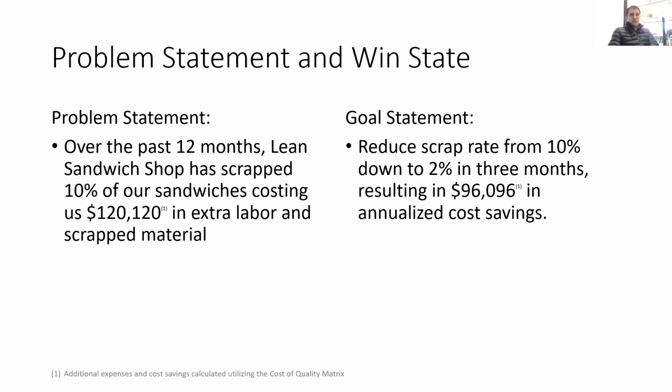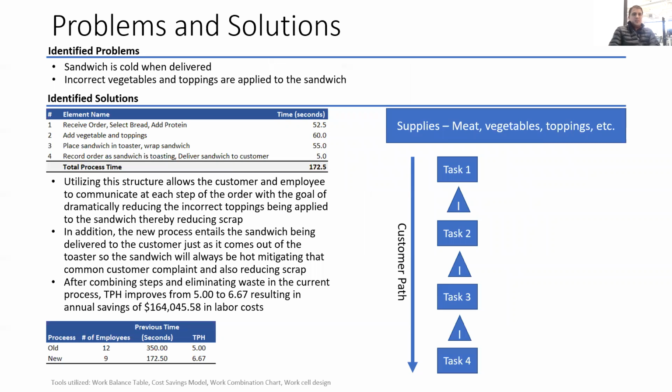So our goal is to reduce scrap rate from 10% down to 2% in 3 months, which will result in approximately $96,000 in annualized cost savings. This 2% was determined based on the company standard from other stores. So we do believe that it is certainly an achievable goal. So let's jump right into the problems and the solutions that we've identified.